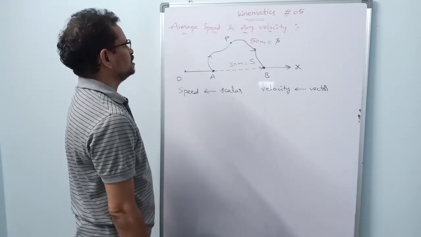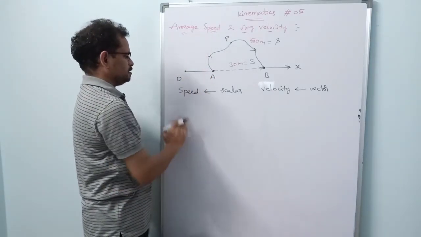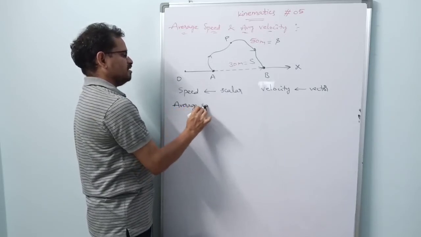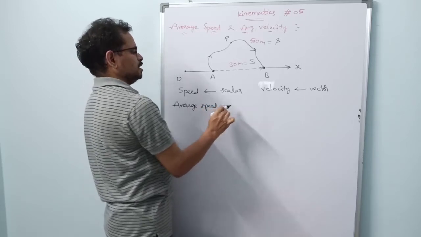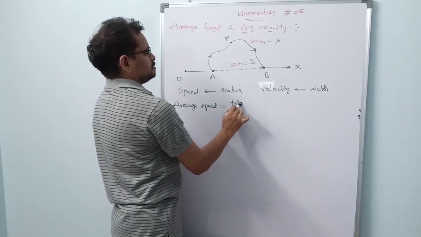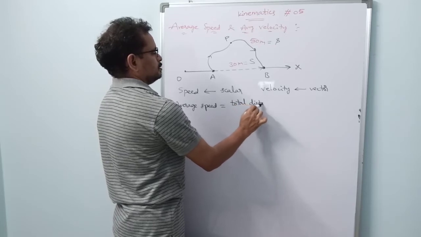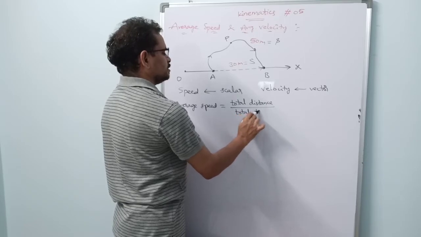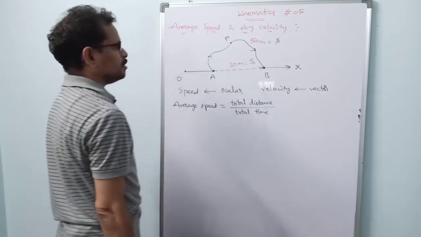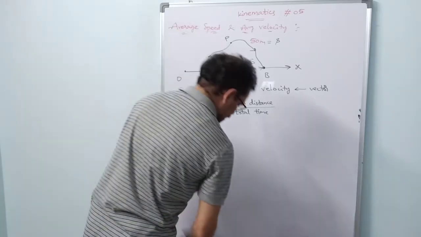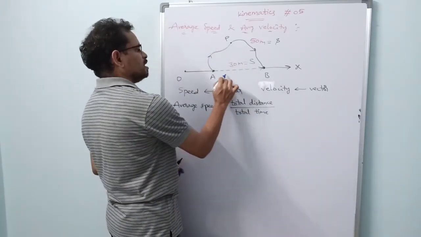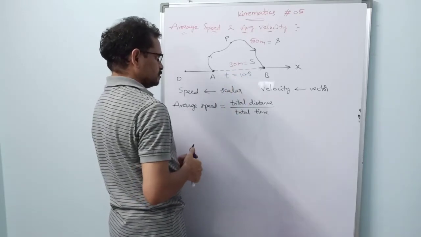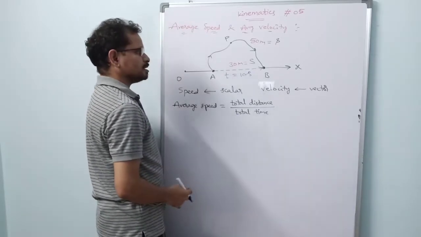So next, what is average speed? Average speed is defined as total distance by total time of journey. Total distance traveled by the body by total time of journey. Let us suppose that the total time taken in this journey is 10 seconds.